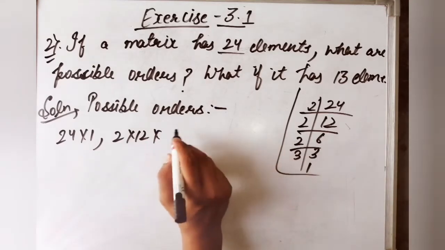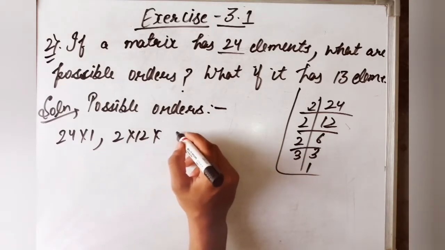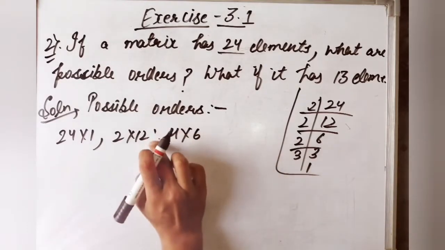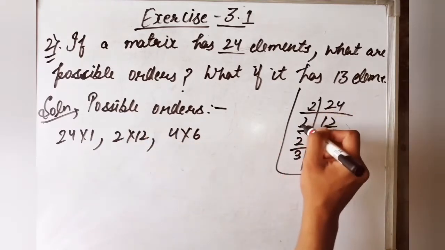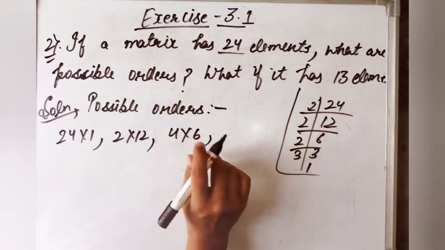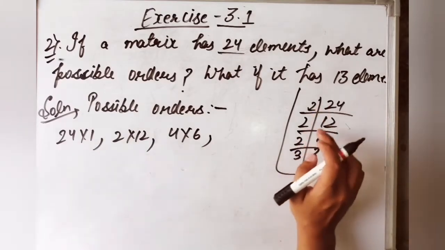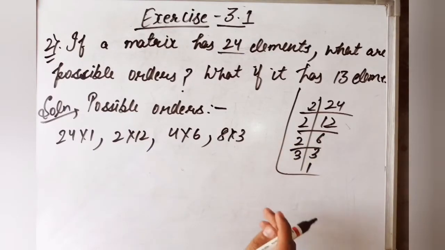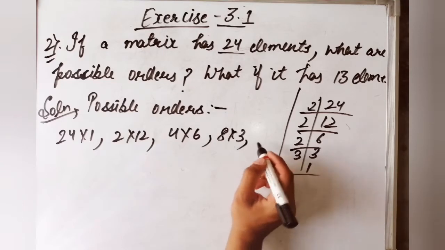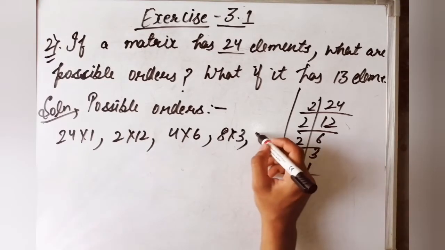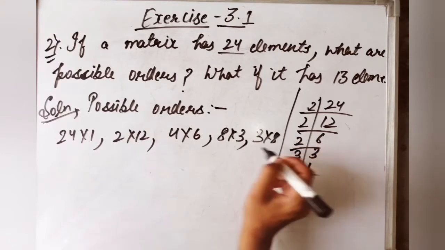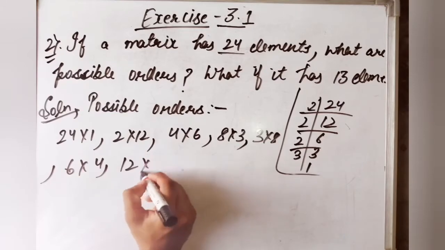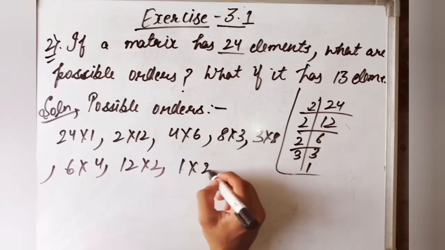4 into 6, not multiplication here, because 2 to the 4 and 4 into 6, and now we have 3 into 8, 6 into 4, 12 into 2, and 1 into 24.